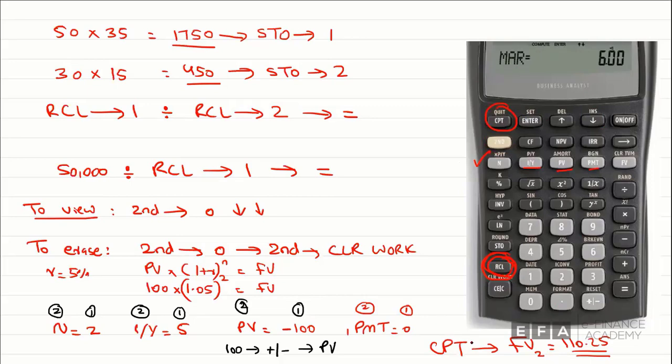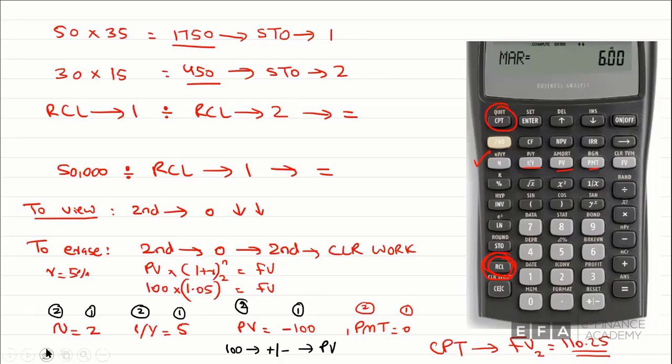For example, if by mistake I had entered payment as 2, I'll just press 0 and press payment, and that will simply replace the previous number. Then I could say compute and future value, and that will give me the answer. So that's how you can diagnose if you ever make a mistake.